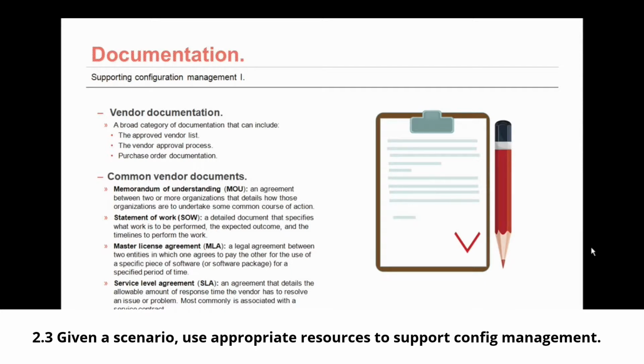Then there is the Statement of Work, or the SOW. It's a detailed document that specifies what work is to be performed, the expected outcome or deliverables, and the timelines to perform the work. The Statement of Work is often a key document in project management. Included in some vendor documentation is a Master License Agreement, or MLA. This is a legal agreement between two entities in which one agrees to pay the other for the use of a specific piece of software or software package for a specific period of time.